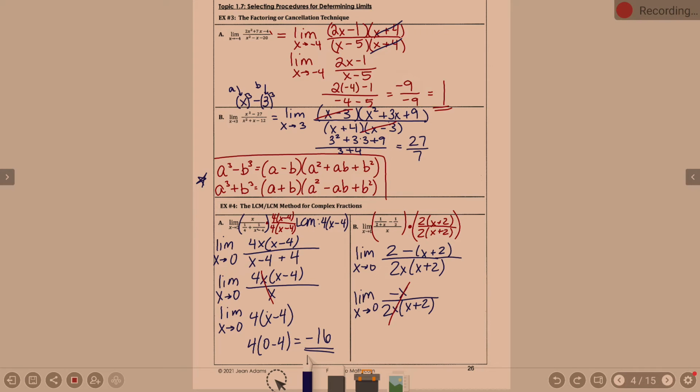So the limit as x approaches 0, I'm just going to put negative 1 over 2 times x plus 2. So negative 1 over 2 times 0 plus 2. Negative 1/4, I believe.